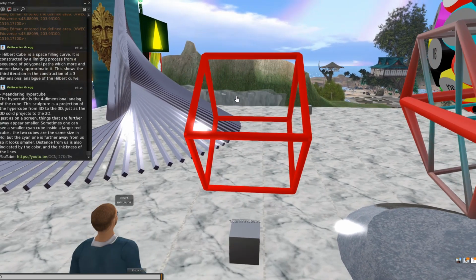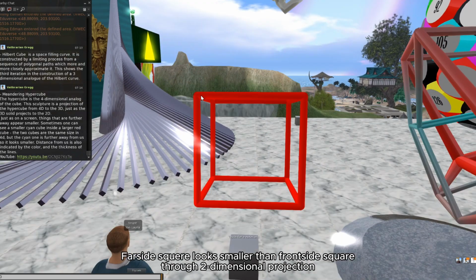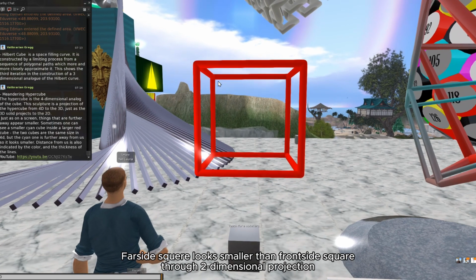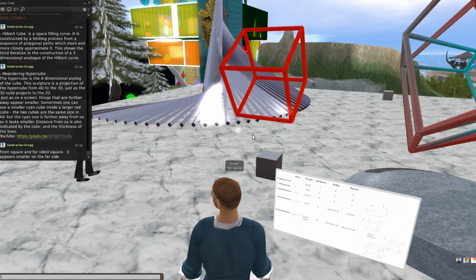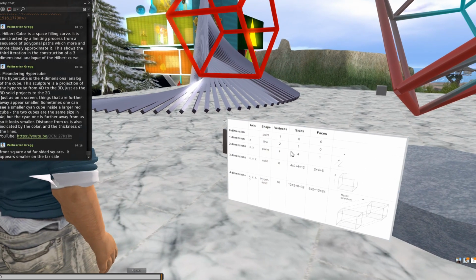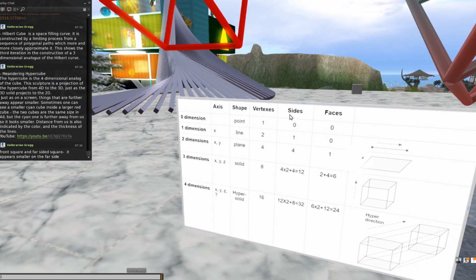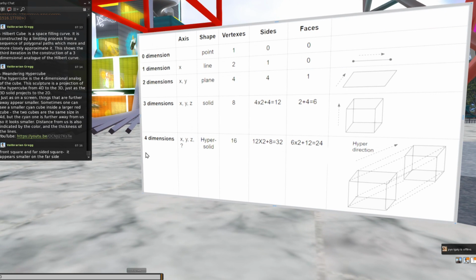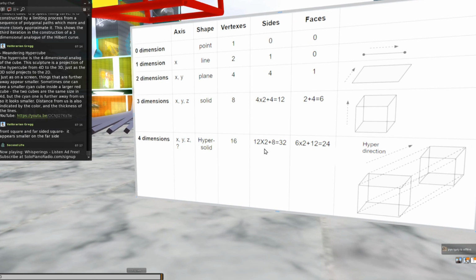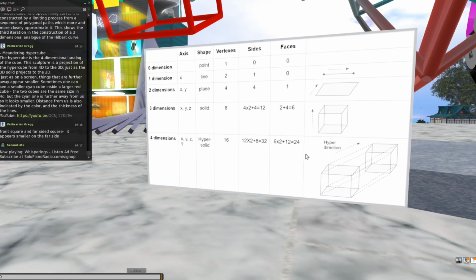The far side square is smaller than the front square. So the far side square is smaller. We can't recognize the fourth axis, but we can see the number of vertices of four dimensions and the number of sides and faces. A four-dimensional hypersolid has 16 vertices and 32 sides and 24 faces.